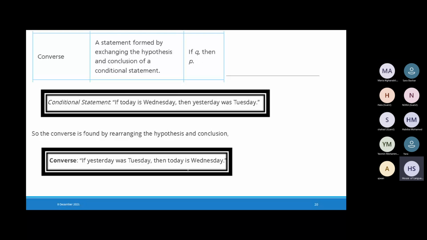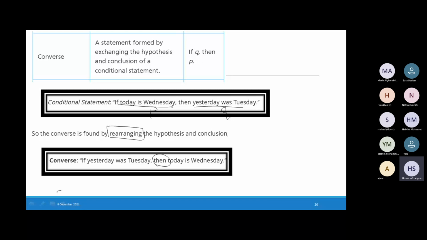Like here, this is the conditional statement: if today is Wednesday, then yesterday was Tuesday. How will I change it? After if, we have P. After then, we have Q. You have to change the order. So if yesterday was Tuesday, then today is Wednesday. This is the hypothesis, and this will be the conclusion. So the converse is found by rearranging or exchanging the hypothesis and the conclusion.